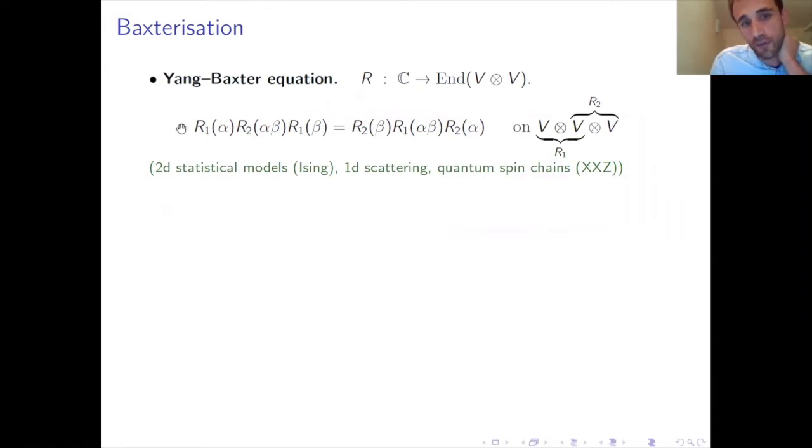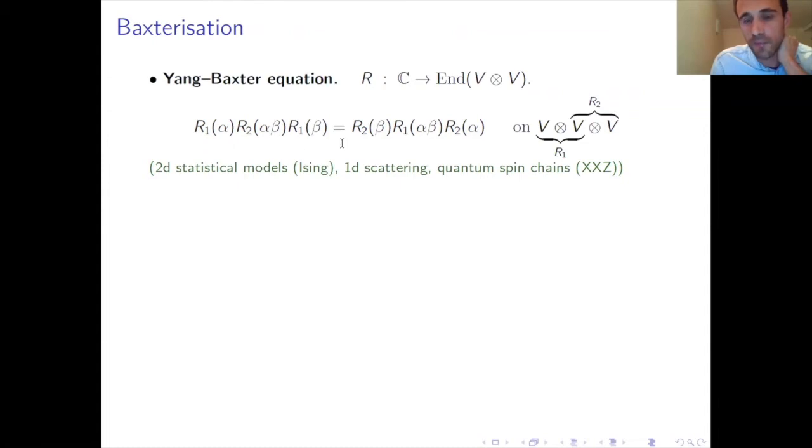Well, it's a functional equation. So it's an equation for a function, and this function takes a parameter, a complex parameter, which is usually called the spectral parameter, and takes its values in the space of endomorphisms of V times V. So V is any vector space, V times V is a tensor product, and this is the space of linear endomorphisms of this vector space. Okay, so this is a function, and the equation is a functional equation for this function.